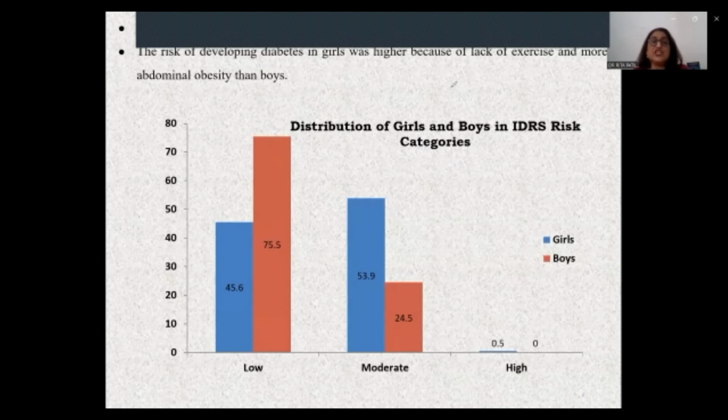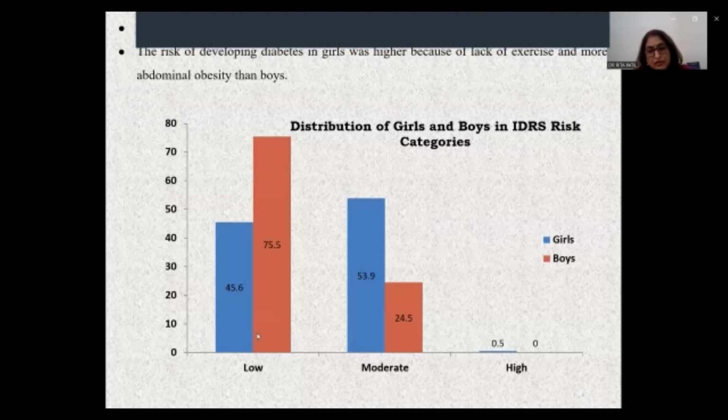There was a significant relationship between IDRS score and gender. Why is it happening like this? The risk of developing diabetes in girls was higher because of lack of exercise and more abdominal obesity than boys, that we have already seen. And let us see the chart over here.